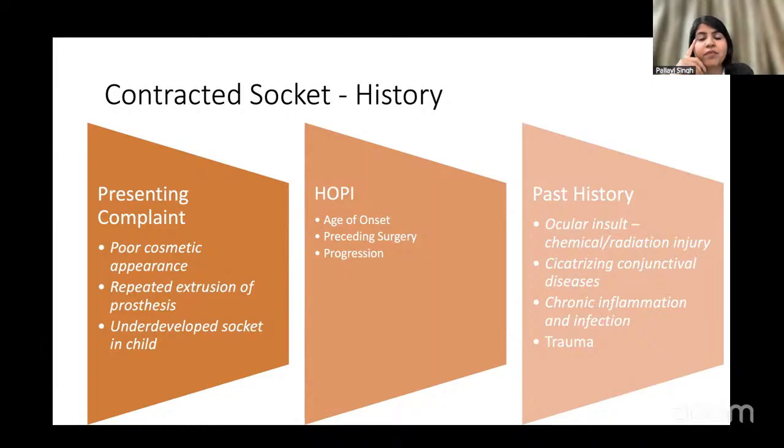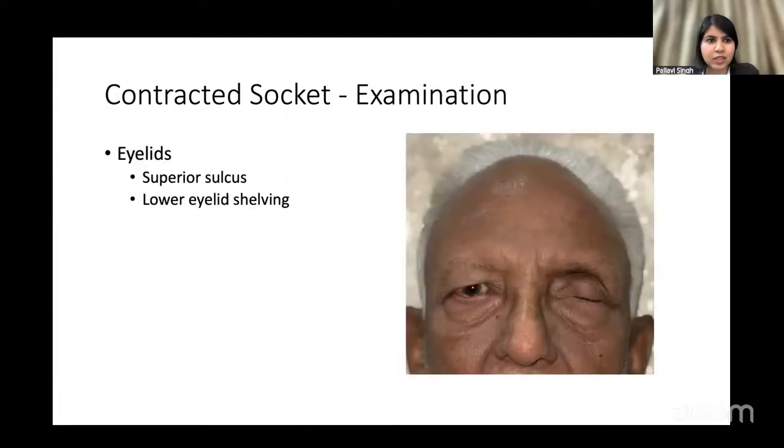So it's important to ask them whether there was any chemical injury, any history of radiation, if there was any cicatrizing disease like SJS or OCP, if there has been any chronic inflammation, because all of these factors will determine what the current state of your socket is, and how difficult your treatment is going to be. So it's important to give all of these points in the negative history. All of the things that I have said about all of these cases, make sure that you're saying them as a part of a negative history so that your examiner knows that, yes, you've thought of all of these things. And of course, trauma, we want to ask whether there was any trauma.